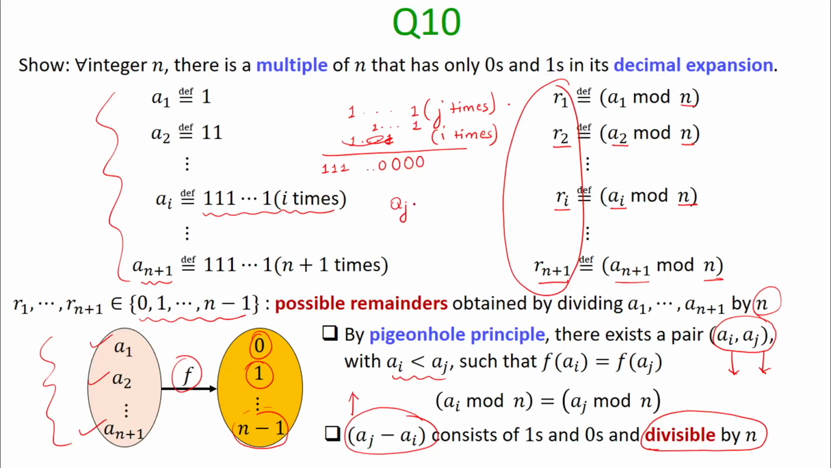So I can say aj is some qj times n plus the remainder r, and ai also gives me the same remainder r, so I can write ai as some qi times n plus r. Then if I take aj minus ai, the effect of r and r cancels out, and I get that it's completely now a multiple of n. So I showed you constructively here that irrespective of what your n is, I can always give you a number which is divisible by n and which has only ones and zeros in its decimal expansion.